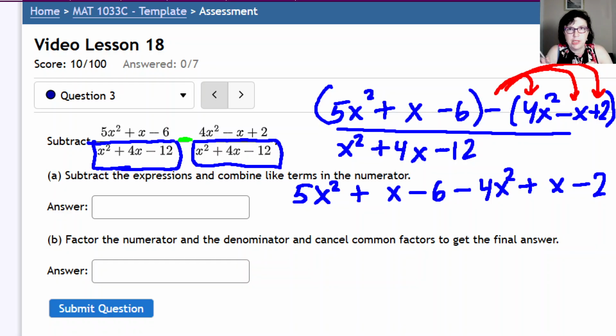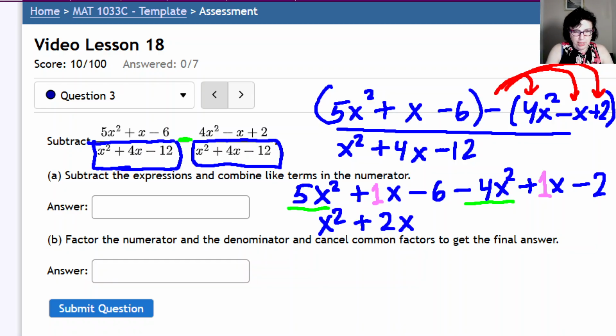The next thing is we have to combine like terms. Remember, like terms have the same variable raised to the same power. If you look over here, we've got 5x squared minus 4x squared. This is like 5 oranges minus 4 oranges. That's 1 orange, or simply an orange. So this will be x squared. Then we've got 1x and another 1x. When we add them up, that'll give us 2x, right? Plus 2x. Finally, we've got negative 6 and negative 2. What is negative 6 minus 2? That's minus 8. All right, so that's your top.